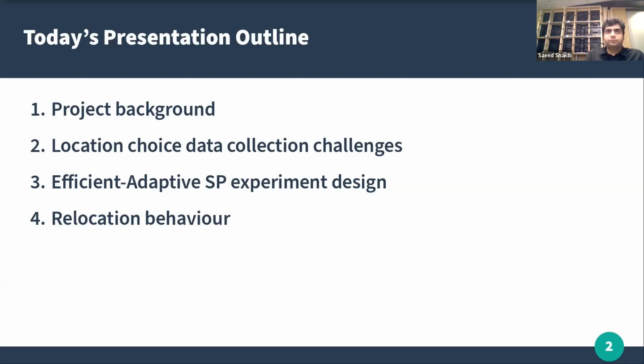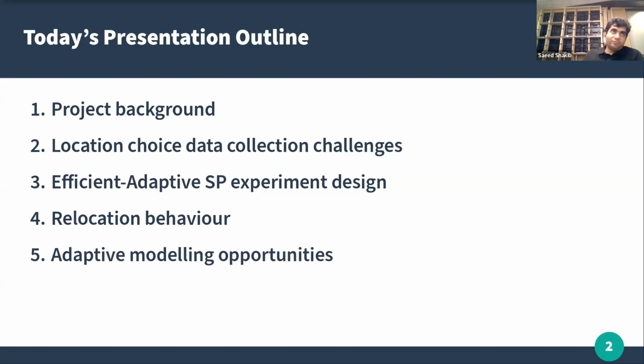And then at the end, there will be a short discussion on how this type of data that we're gathering will improve the modeling practices, and how it can be used to get its best potential.